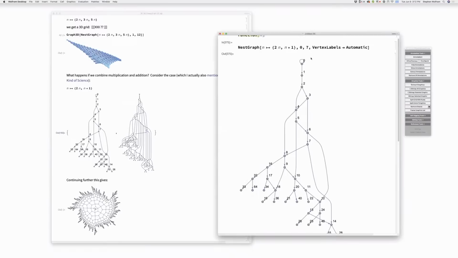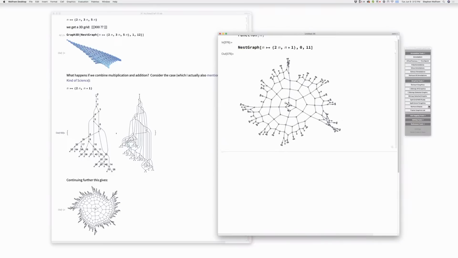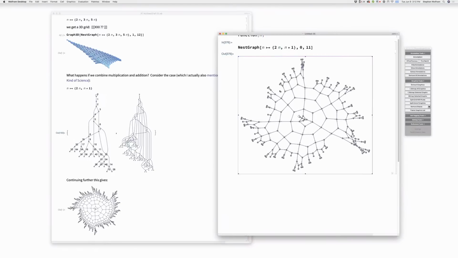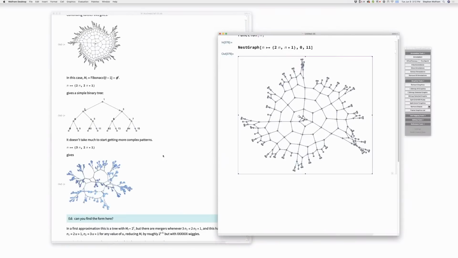So if I continue this a while longer, remember, this is just n goes to 2n, n plus 1. If I continue it for like 11 steps, let's say, it'll render it so that the beginning is at the middle there. So I think what I figured out is that this function m sub t, which is the number of nodes that you get to going a distance t from the center, is Fibonacci function of t minus 1.